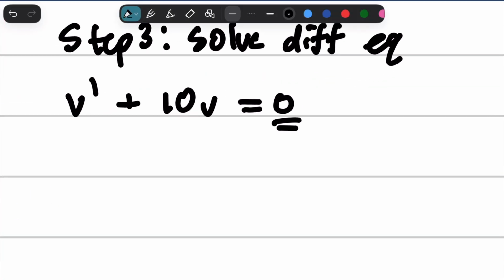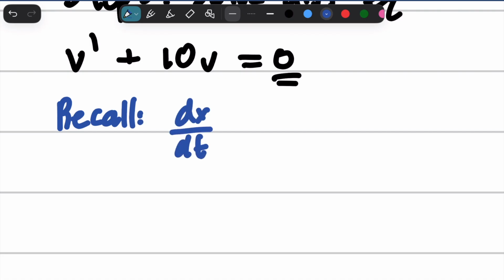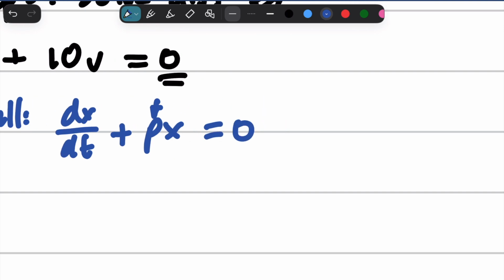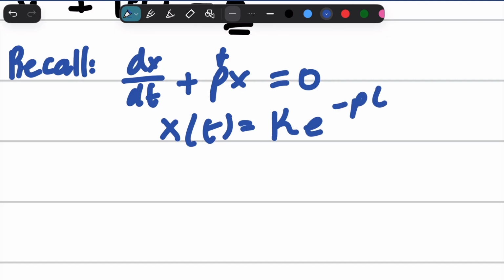And because it's equal to 0, that means that we can, I'm going to write this in blue because this is differential equations, but recall that dx/dt plus px, some arbitrary p, is equal to 0. And once we integrate through, or once we solve it, basically, we are intrinsically integrating, x of t is equal to k, some constant k, e to the negative pt.